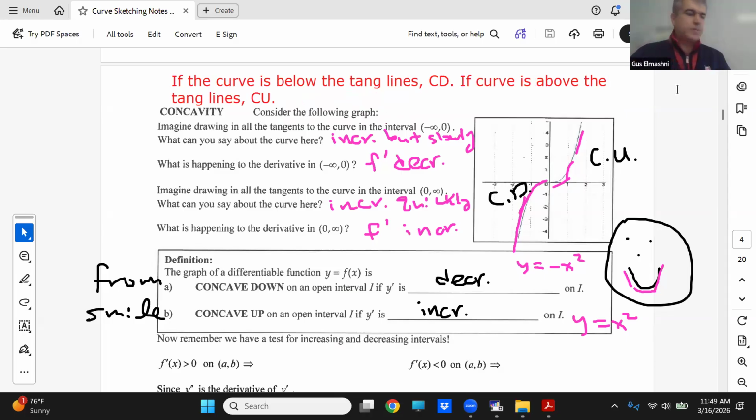Yeah, because take a look at it, right? This curve here, these tangent lines, so the curve is below the tangent lines, right? So when the curve's below, that's concave down. When the curve's above the tangent lines, it's concave up. So if that helps too. But we're also going to relate this to the second derivative in just a moment, because the second derivative also plays a role here. So remember, we have a test for increasing, decreasing intervals.